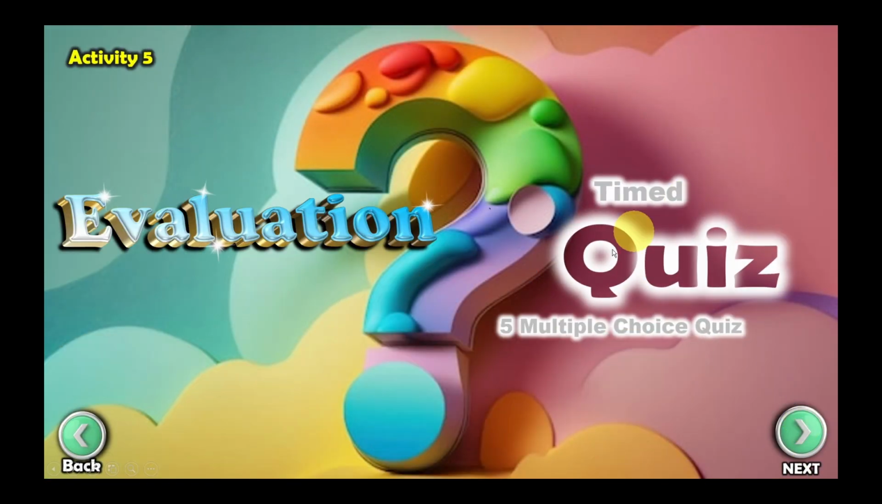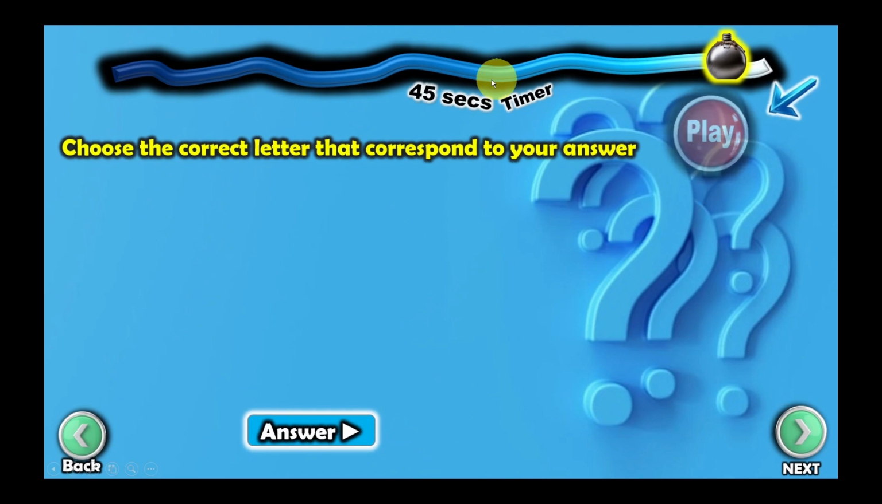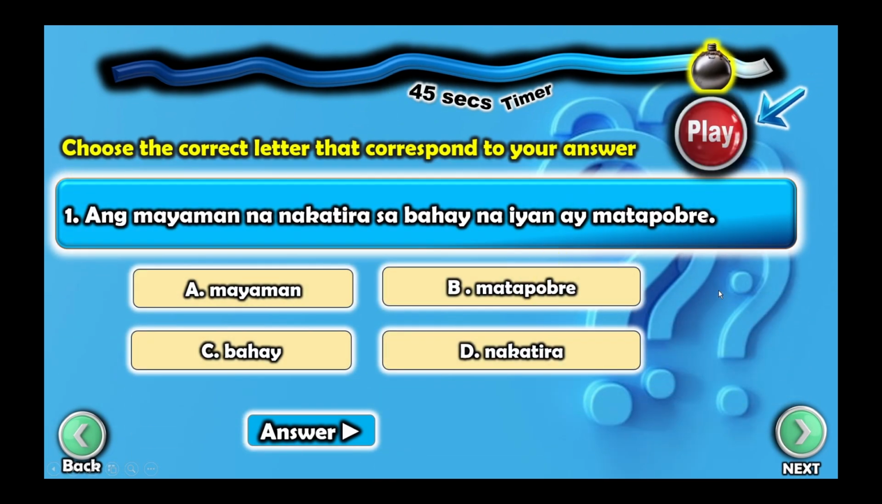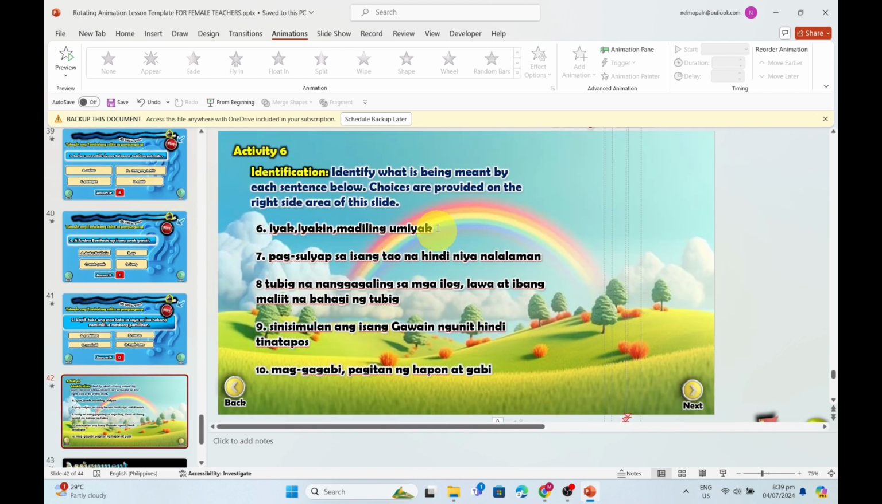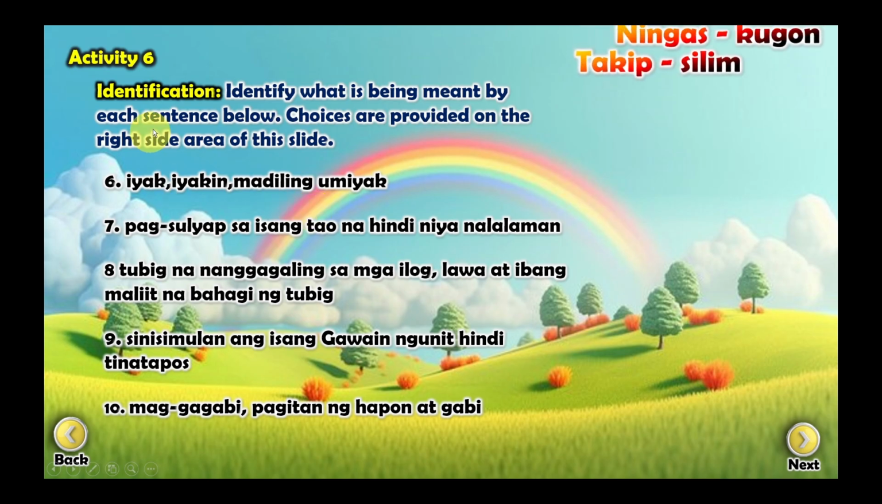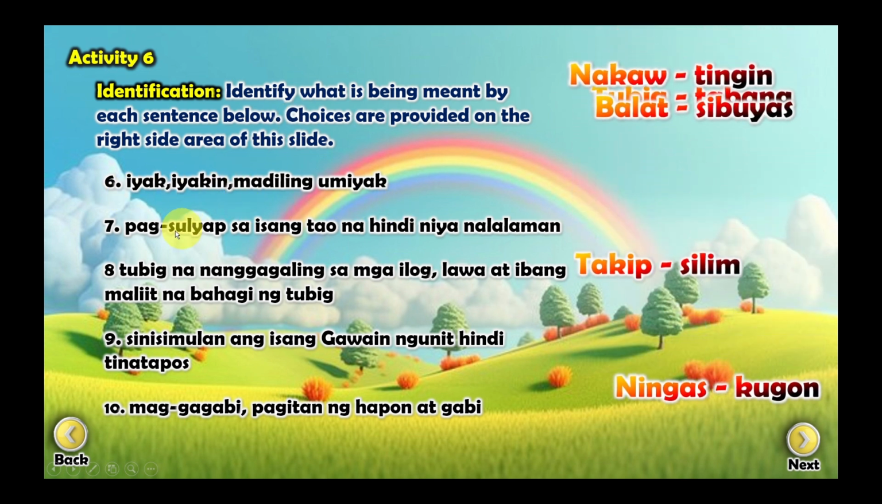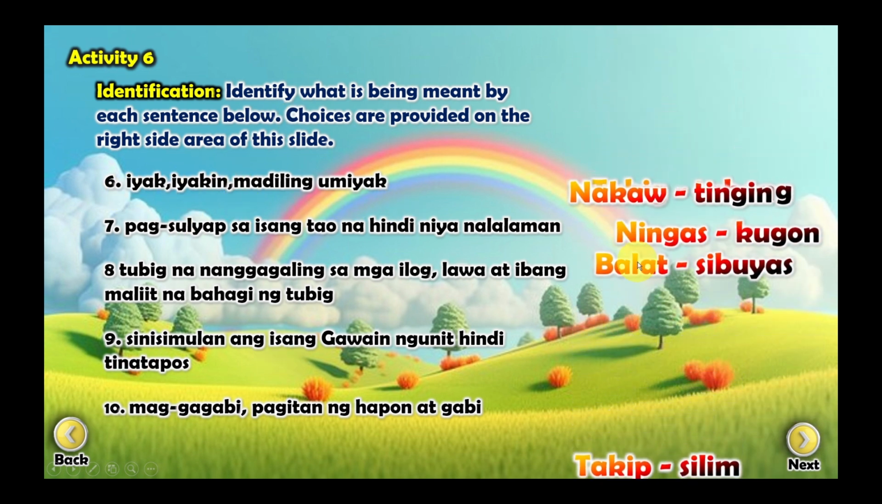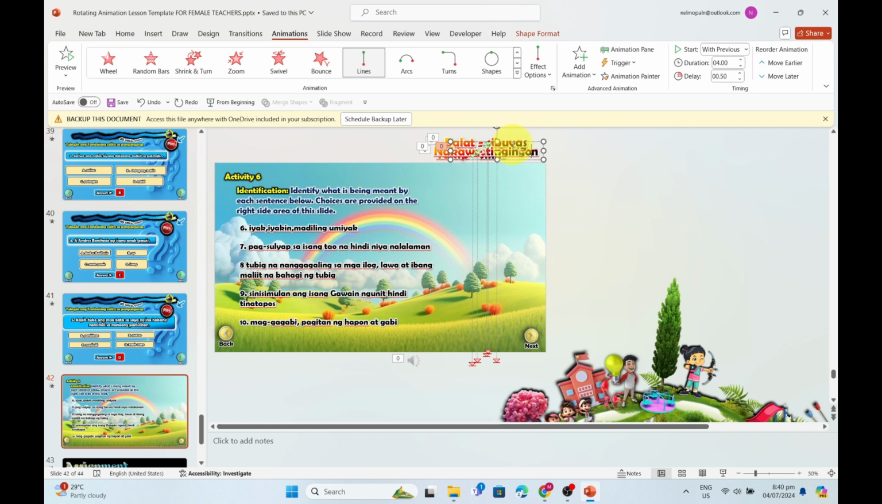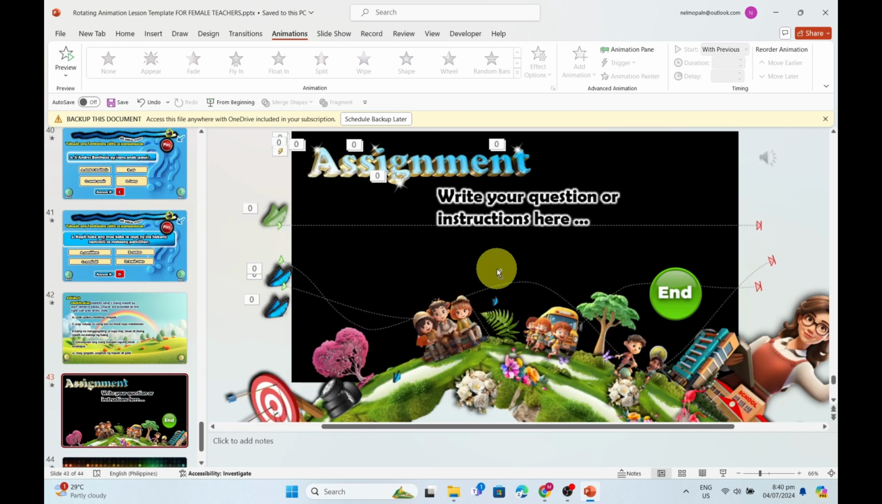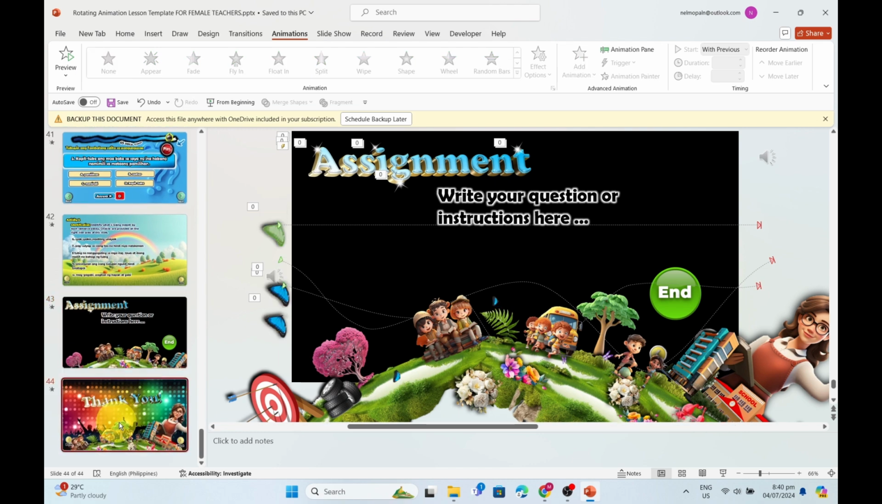Now we will go to the evaluation part of the lesson. This is a 5-item multiple choice quiz. And after the multiple choice quiz, there will be 5 items of identification test. The answers are randomly written here. Again, these are editable, so you can edit these words here. Of course, the last part of the lesson is the assignment.